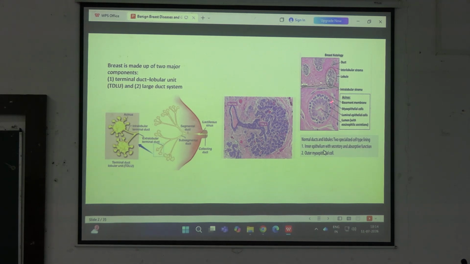One acini is formed of two layers of epithelium, an outer and an inner. The outer is the myoepithelial layer and the inner is the epithelial layer. So to differentiate between benign and malignant breast diseases, these layers are important. These two layers, the myoepithelial and the inner epithelial layer, have to be present in case of benign breast diseases. In case of malignant, this outer myoepithelial layer will be lost. That's why knowing this is important.